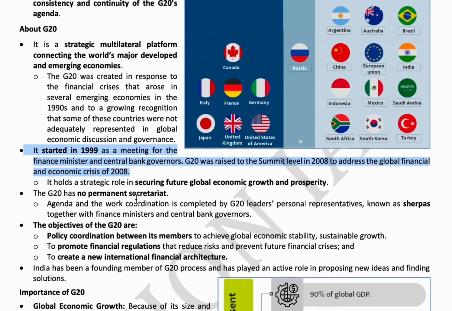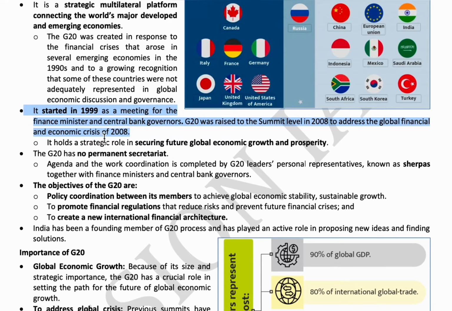And then in 2008, G20 was raised to summit level. Okay, summit is the official one. Summit to address the global financial and economic crisis.